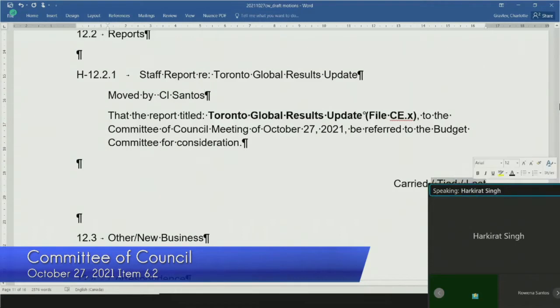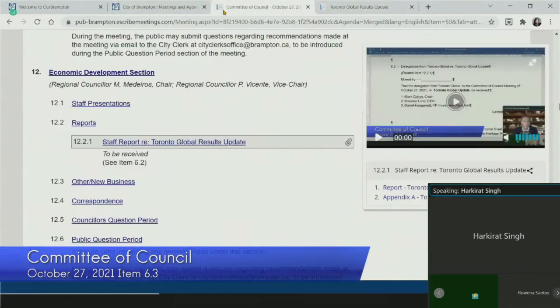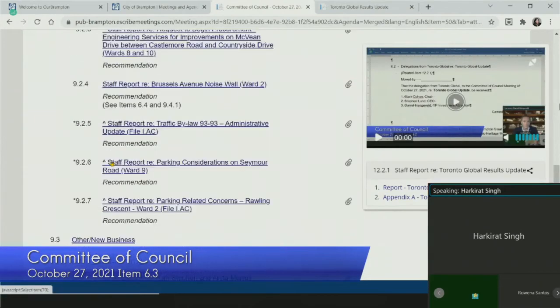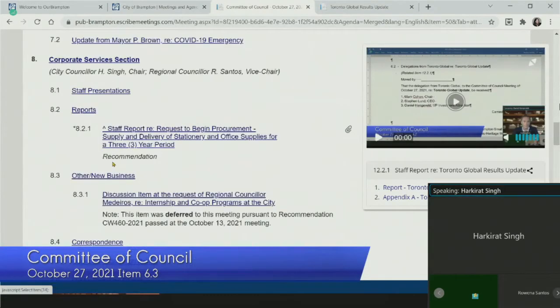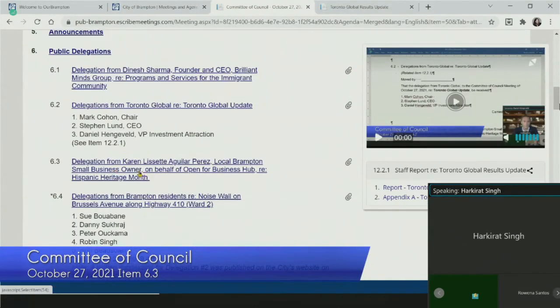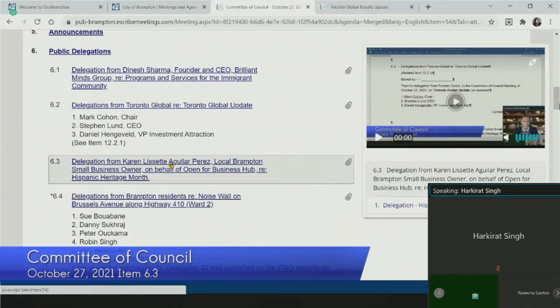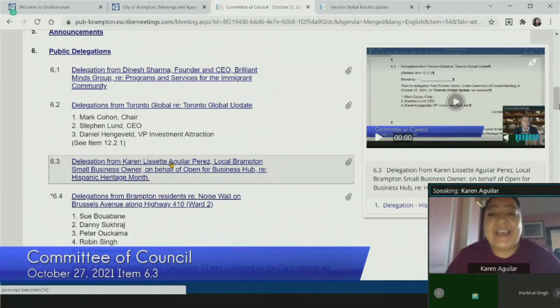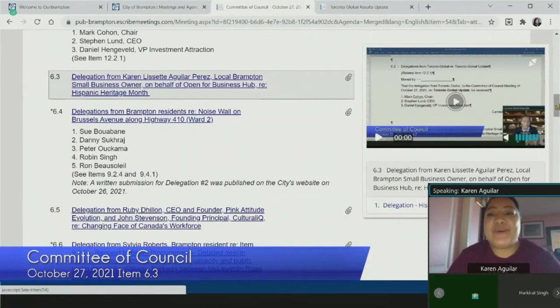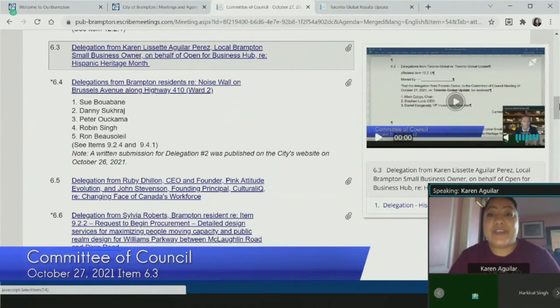Next item is 6.3, a delegation regarding Hispanic Heritage Month. I believe Karen is going to lead the delegation. Karen, you have 5 minutes for your delegation. Good morning, Your Worship, Patrick Brown, Mayor of Brampton, Regional and City Councillors, and other delegates, dignitaries. Thank you for the opportunity to delegate a very personal and dear request. My name is Karen Aguilar.